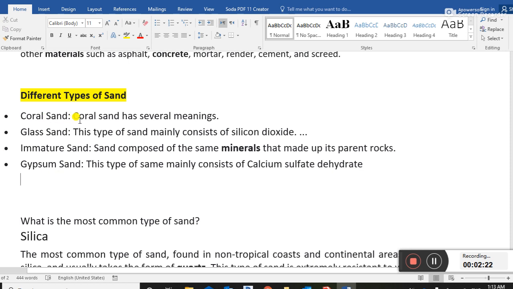What is coral sand? Coral sand has several meanings. Glass sand: this type of sand mainly consists of silicon dioxide. And amateur sand: this type of sand is composed of the same minerals that made up the parent rock. This type of sand mainly consists of calcium sulfate dihydrate.